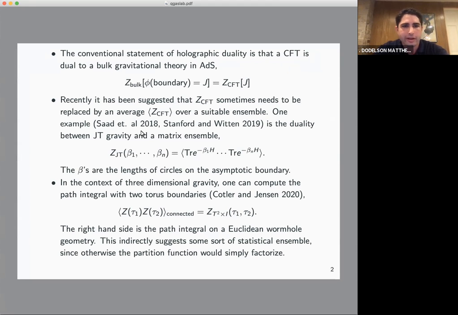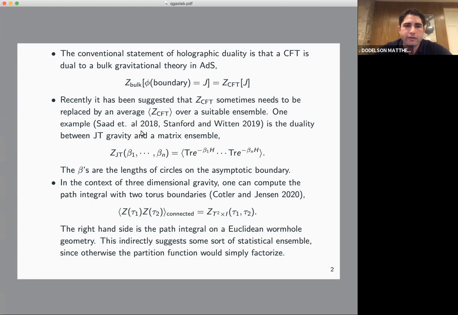So the conventional statement of holographic duality is that a CFT is dual to a bulk gravity theory in AdS. So the standard statement is that we can compute the bulk partition function with fields that approach some source J at the boundary, and then this is equal to the boundary partition function with source J for the field. So that's the standard statement.